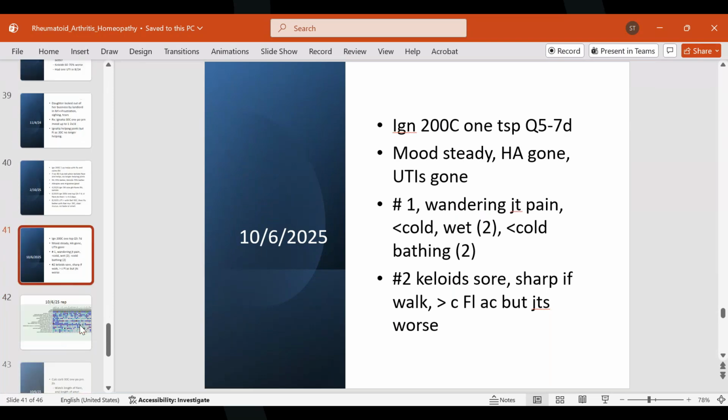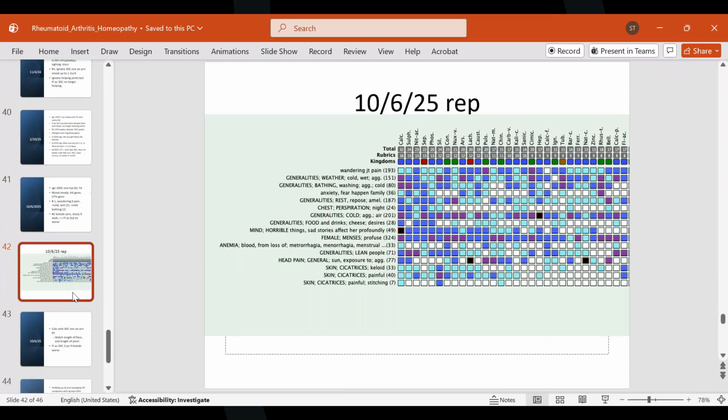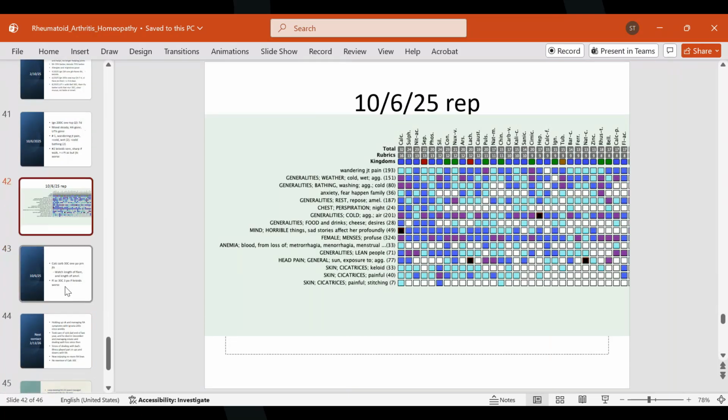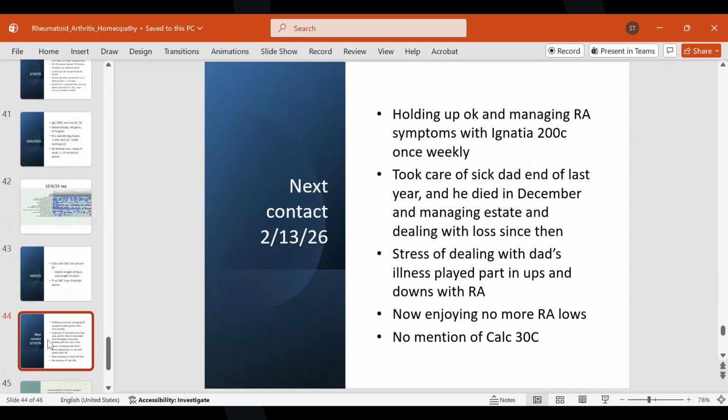I switched here to Calc carb because worse cold wet, which is a common symptom, but I didn't hear from the patient after that. I told her to take Calc carb 1 pellet by mouth as needed and watch her flare, and then keep taking the fluoric acid for the keloids because that was helping. Like I said, the keloids were like 70% better. I didn't hear from her, and then I wanted to present this. So in February, I shot her an email, and this was her response.